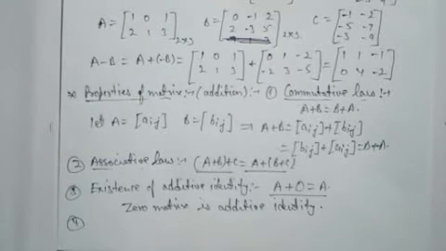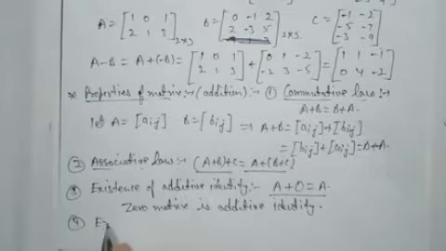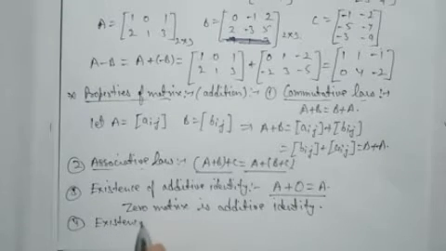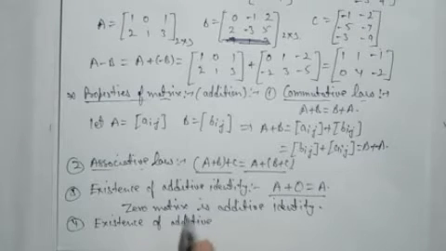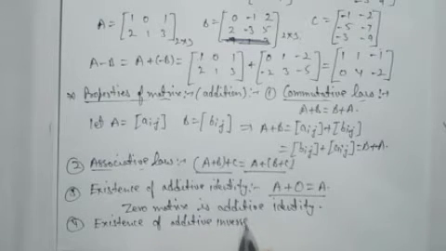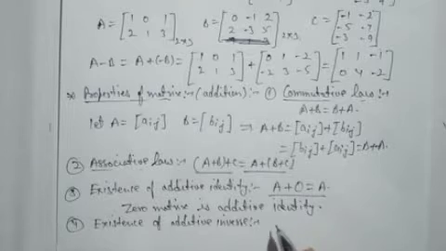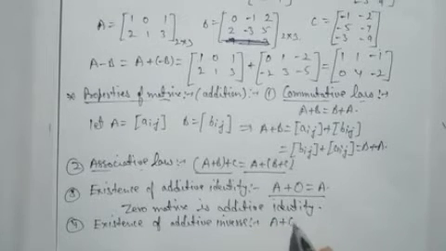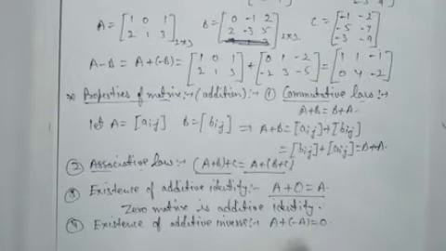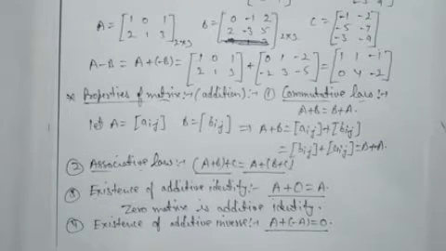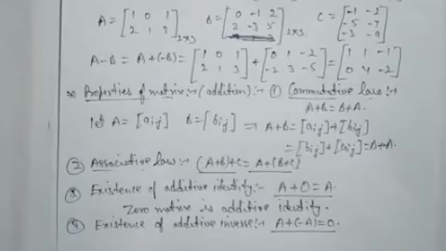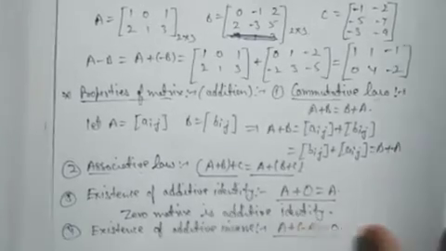Fourth one is existence of additive inverse. What should we add to the A matrix so that the zero matrix comes? So existence of additive inverse of A matrix is minus A. Clear? Some scalar properties.